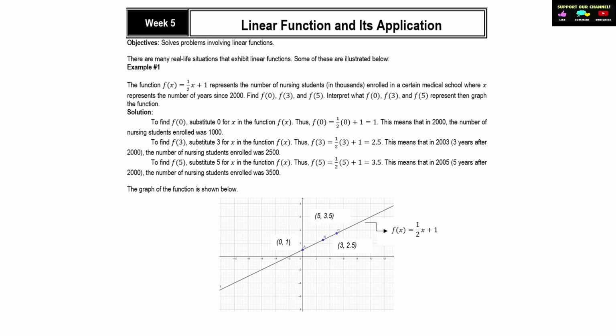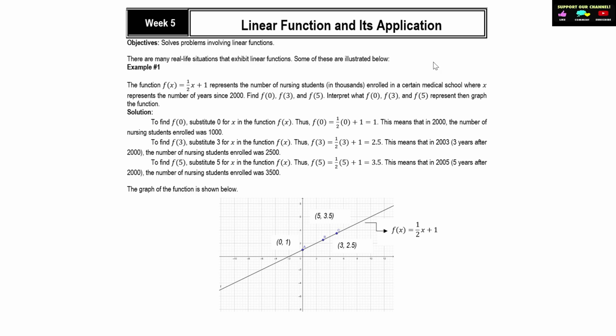all you have to do is to substitute the value of x. So meaning it's a matter of substitution. To find f of 0, all you have to do is substitute 0 for x in the function f of x. Thus, our function now will become f of 0 equals 1 half times 0 plus 1. So 1 half times 0 equals 0 plus 1. So the answer is 1.